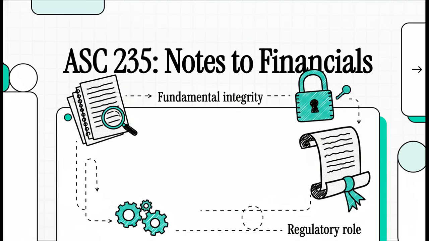Welcome to this explainer. Today, we're taking a highly focused dive into ASC 235, specifically, the notes to financial statements. Look, if you've ever grabbed a company's financials, flipped right past the text, and jumped straight to the bottom line, you're missing the actual story. We're setting the stage right here, right now, for why mastering the true regulatory role of financial statement notes is absolutely critical. This isn't just about formatting or making things look pretty, it's about the fundamental integrity of financial reporting.